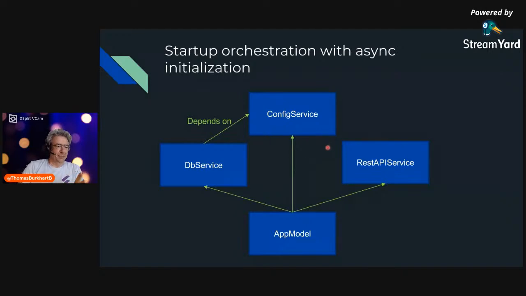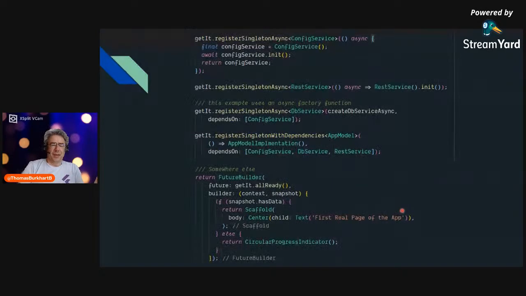Let's have this example here. We have a config service and a database service, and they depend on each other. The app model itself depends on the database service, on the config service, and the REST API service. And how do we model this? Let's see. We have, for example, here the config service. We register it with an asynchronous lambda in this case, which calls an asynchronous init function and returns the service afterwards. So this is the first one.